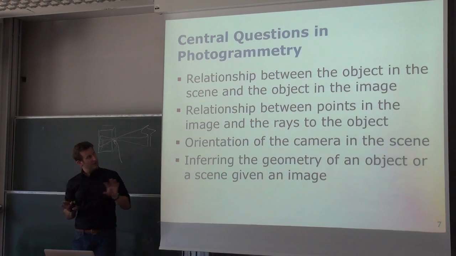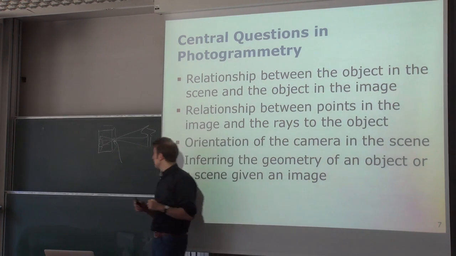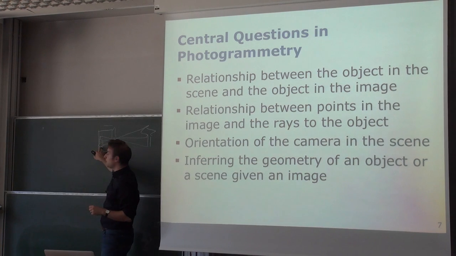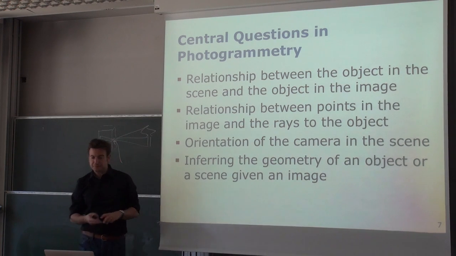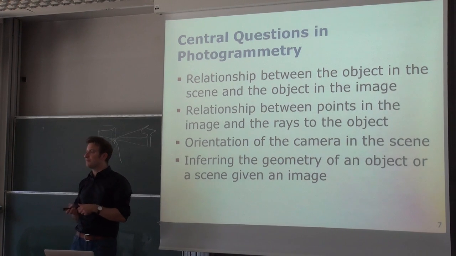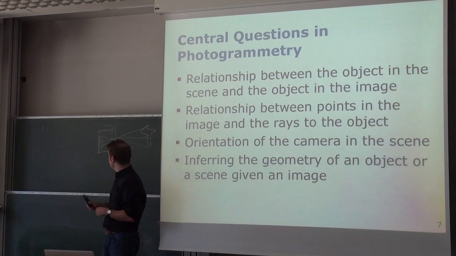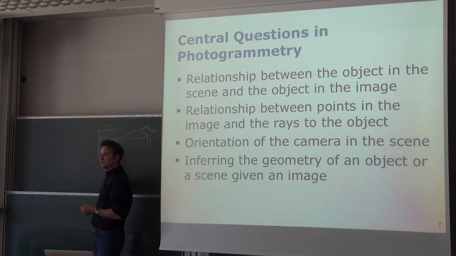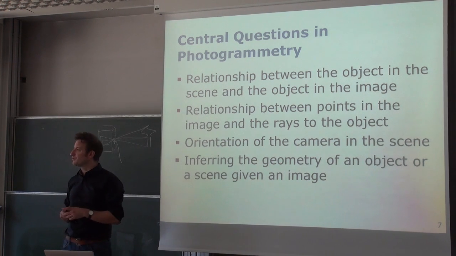So maybe I'm also fine with the relationship between the points in the image and the rays to the object. Like the ray going from the image here to the object, and just know that the object basically lies along this ray. I may also be interested in estimating where the camera is. So given I know something about the scene, let's say given I know the geometry of that tree and where that tree is, and I take the picture, can I actually derive from that picture the position of the camera? And that's actually something that we will do in the remaining part of the Photogrammetry I course.